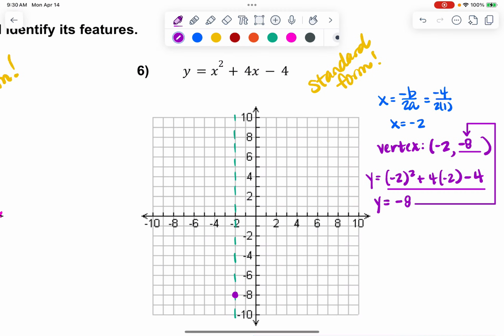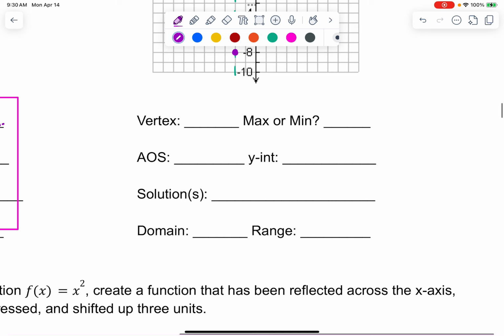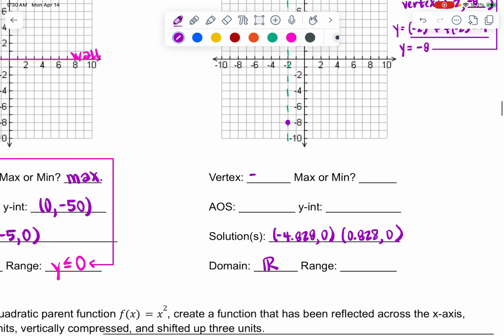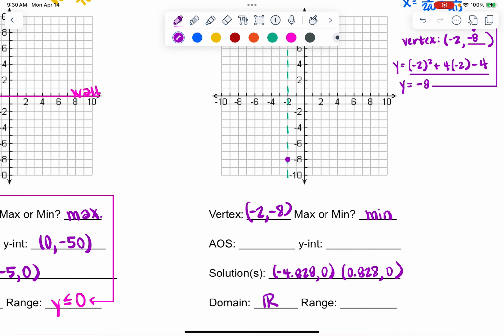So I'm just going to take those and put them in as my solutions while they're on the top of my head here. So negative 4.828, comma 0, and positive 0.828, comma 0. Okay. And the domain, of course, is all real numbers. Let me fill in everything else. The vertex was negative 2, negative 8. It's definitely a minimum because it opens up. And I'm just going to graph negative 4.8, about here-ish. And then the positive 0.8 about here, you can see that those are definitely reflection buddies of one another.